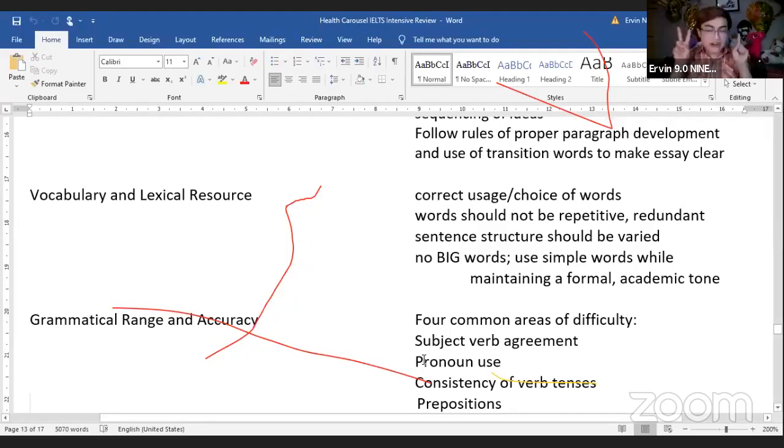FYI, the reason why a lot of candidates do not get a grade of 7 in writing, it's not because of writing task 2. It's actually because of writing task 1. Writing task 1 is the one pulling us down. Come to think of it, when you were in school, how many times did you come up with an essay? Quite a lot of times, right?